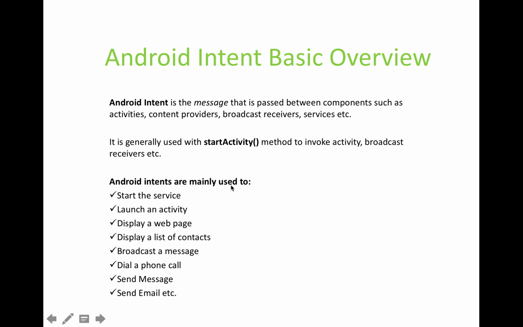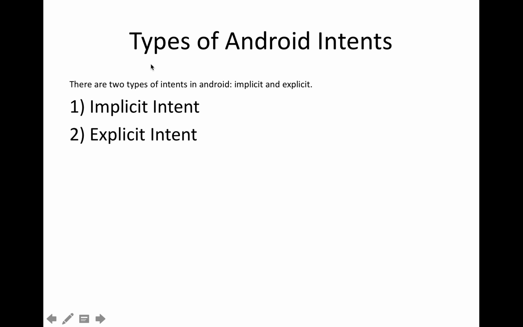So Android intents are mainly used to start the service, launch an activity, display a web page, display a list of contacts, broadcast a message, dial a phone call, send a message, send email, etc. So there are so many options of Android intent. Types of Android intent: there are two types of Android intents in Android. One is implicit intent and another is explicit intent.